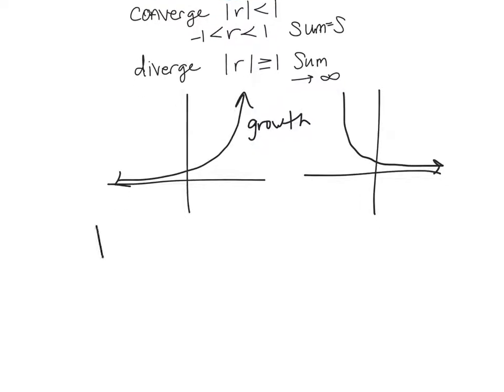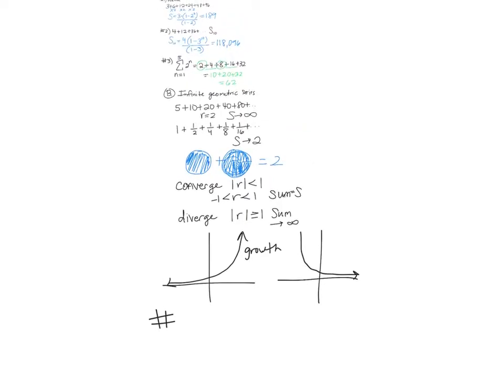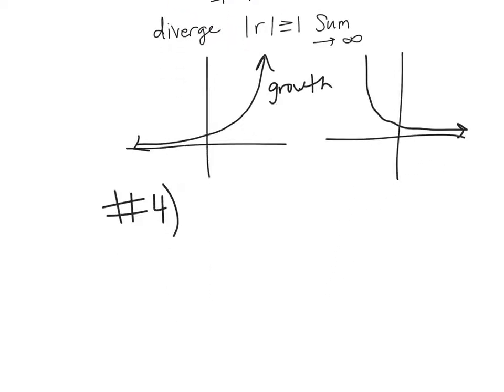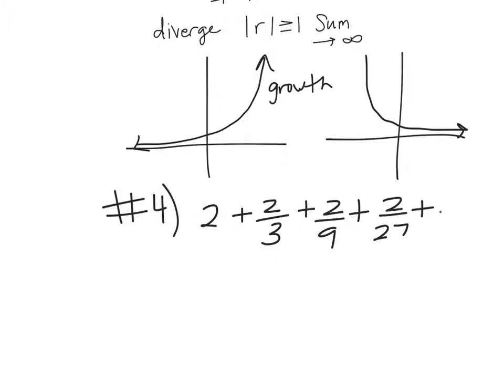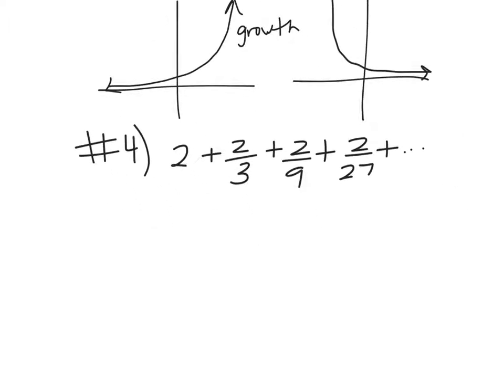So here we go. What are we on? Number 4. Number 4 has 2 plus 2/3 plus 2/9 plus 2/27 plus and so on. And the question is, it doesn't ask you to find the sum of it. It just says, does this converge or diverge? Those are pretty fancy words, right? Now, all you need to do is find out what r is.